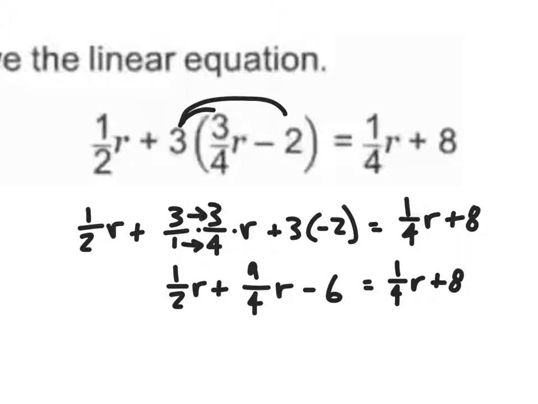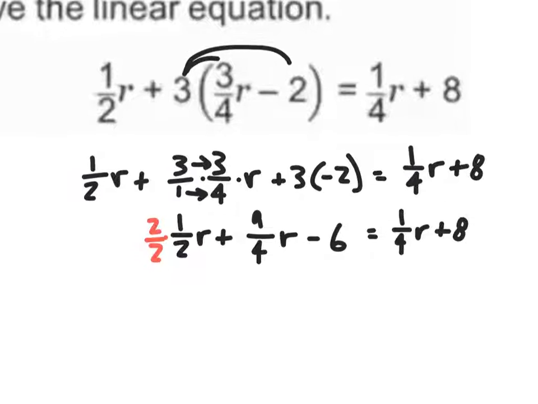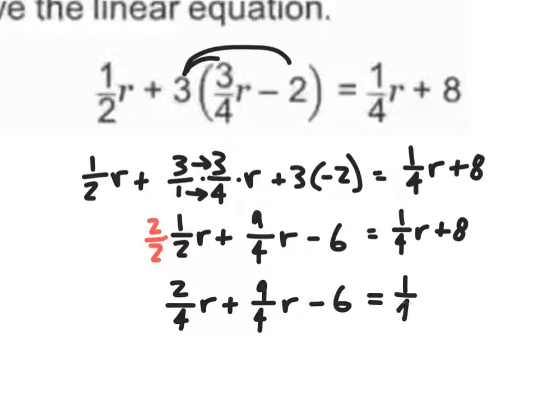Okay, now the next thing I want to do is get a common denominator between these two. Notice I have a common denominator of 4 between these fractions, but this one has a 2. So I'm going to multiply this one by 2 over 2, and that's going to give me 2/4 r. So 2/4 r plus 9/4 r minus 6 is equal to 1/4 r plus 8.